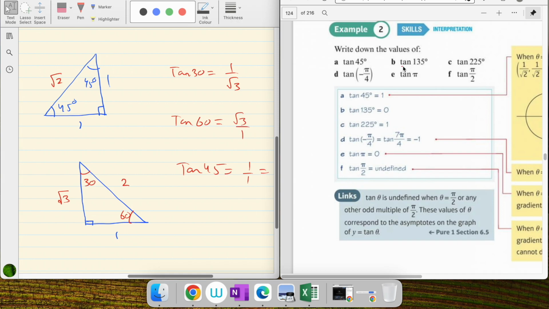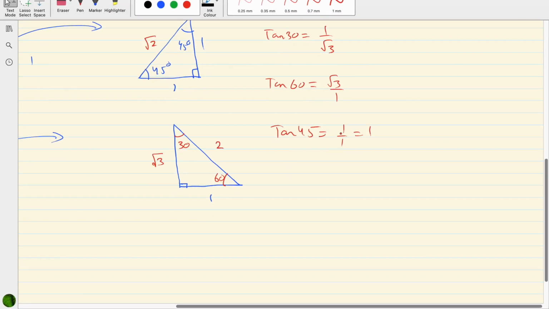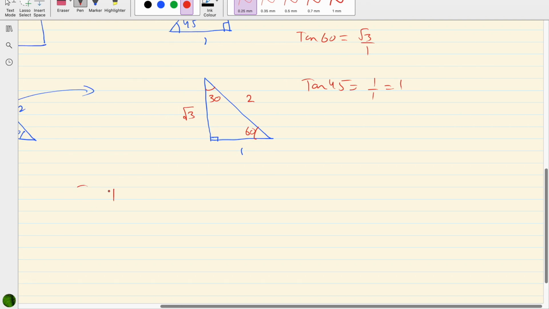Now about this tan 135 and tan 225. We should know what the basic angle is. One is tan 135, the other is tan 225. If I could sketch it, I know that 135 would lie in the second quadrant. If this is 135, this angle right here should be 180 minus 135, which is 45 degrees.